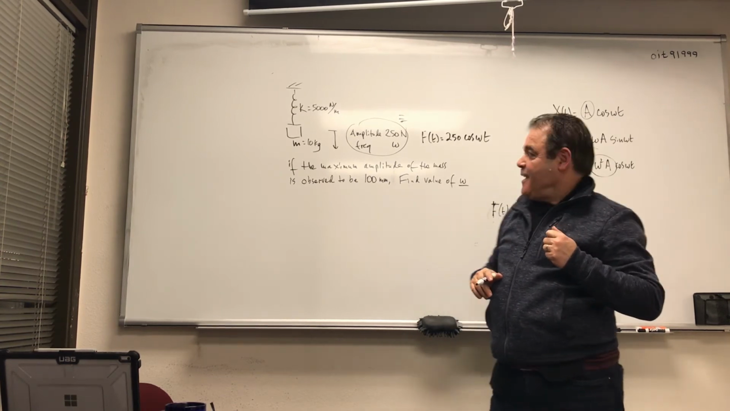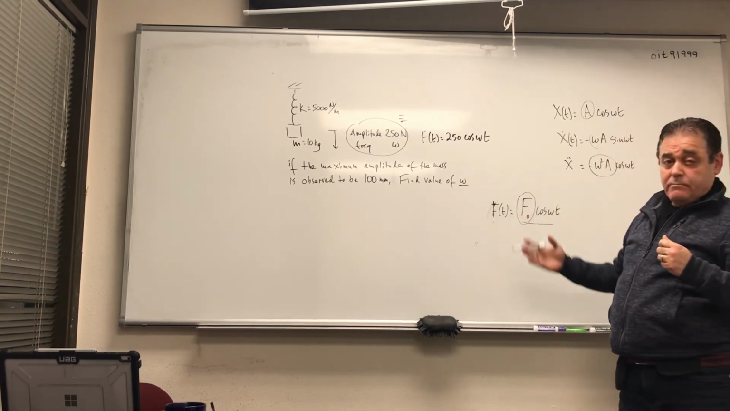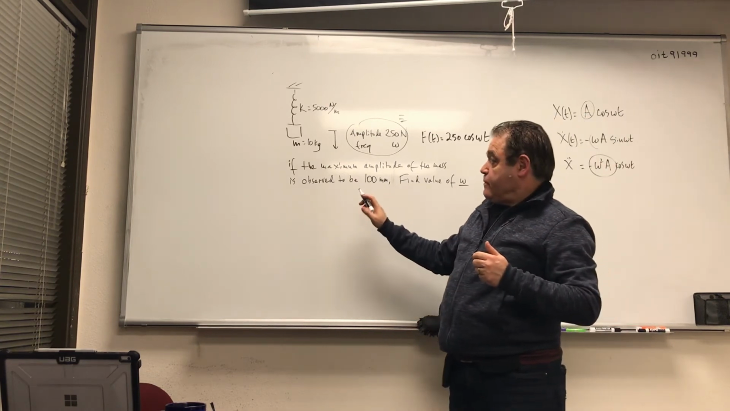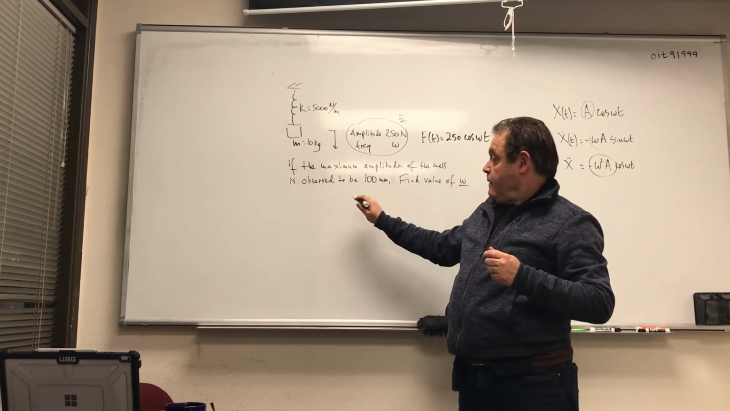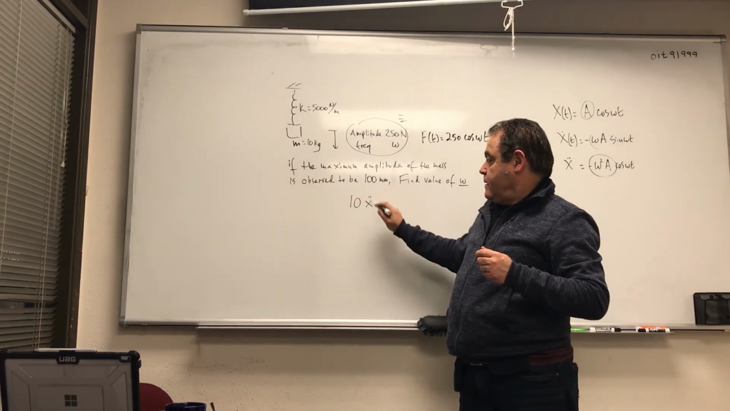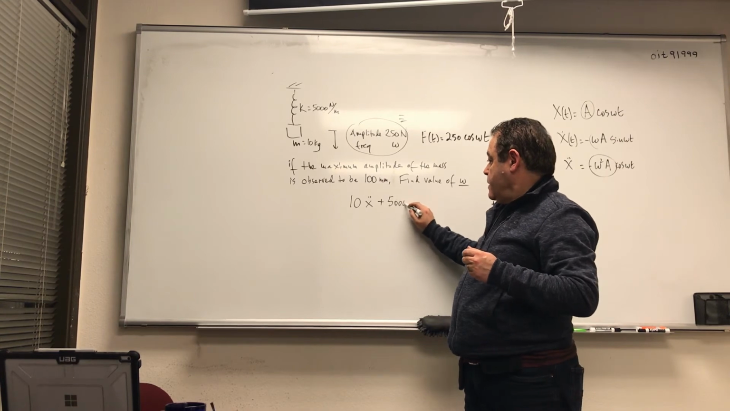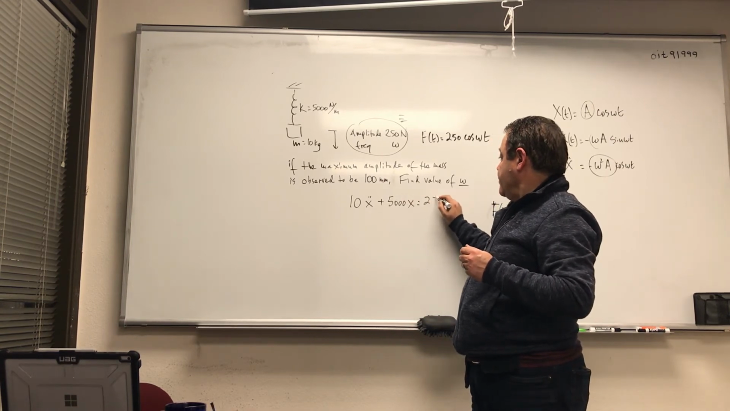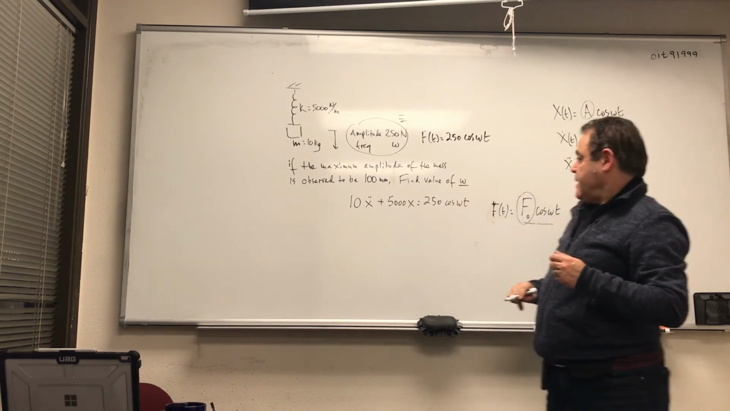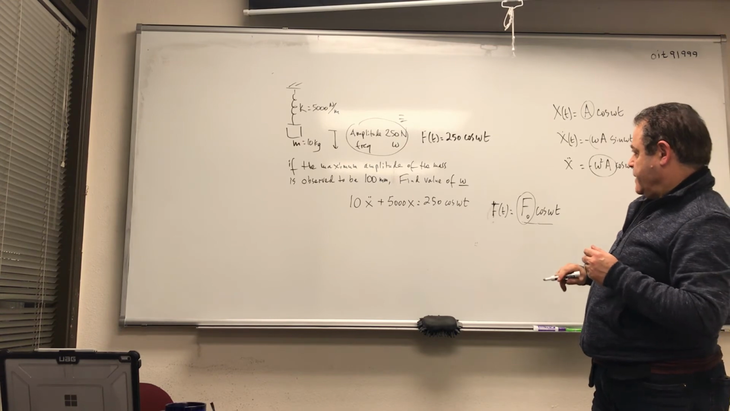So what is the equation of motion of this system now? The equation of motion would be m x double dot plus... so 10 x double dot plus 5,000 x equals 250 cosine omega t, with omega 15.81. Whatever, I would just put omega.